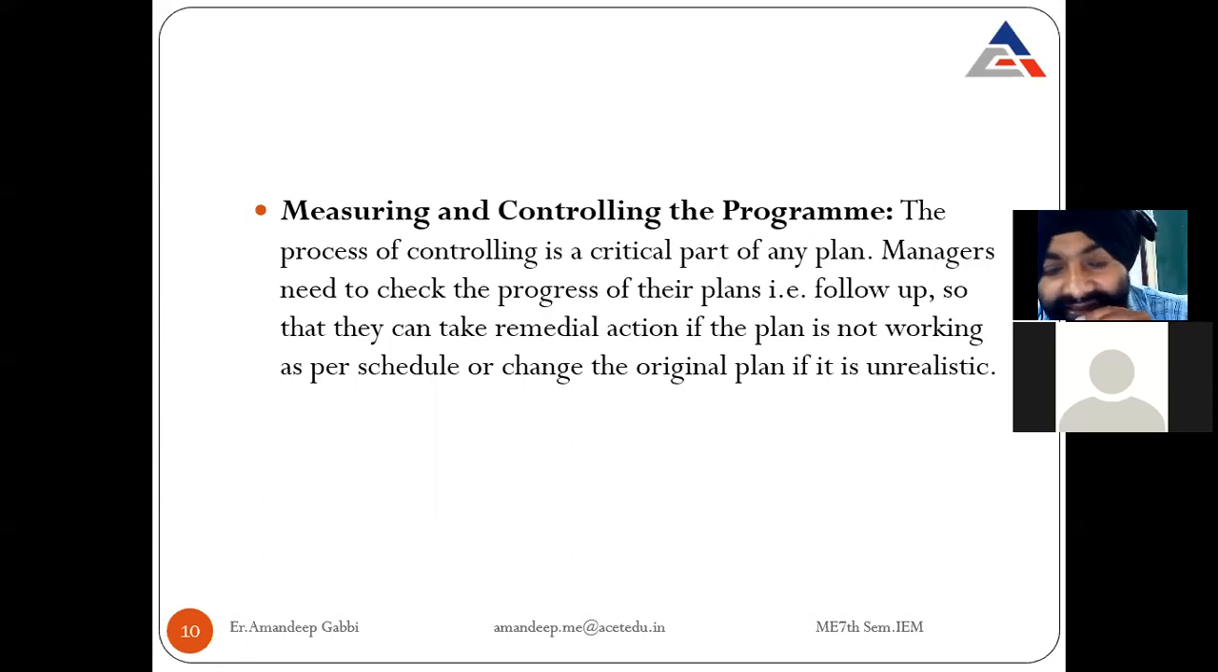The process of controlling is a critical part of the plan. You implement it, then check what is going on and what plans are there to increase the production and how much is being achieved. They need to check the progress of the plan and follow up so that they can take remedial action if the plan is not working. Suppose the production is not being increased by all means, and 6 to 7 parts per day is required. By putting in all efforts, you are not able to increase from 4 to 5 parts per day. Then remedial action may be taken.